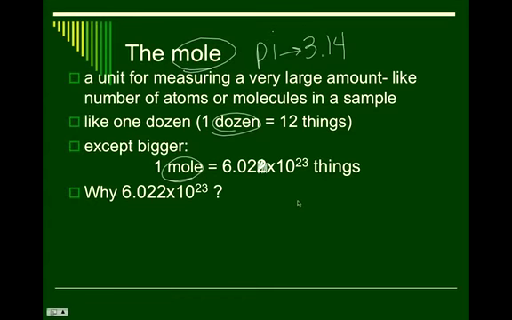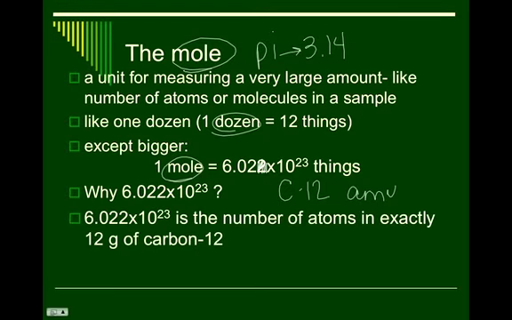So where did this number come from? Well, if you remember, we used the carbon-12 atom to define what an AMU is. An AMU is exactly 1/12 of a carbon-12 atom. Well, 6.02 times 10 to the 23rd comes from the same place, except it's specifically the number of atoms in exactly 12 grams of carbon-12.